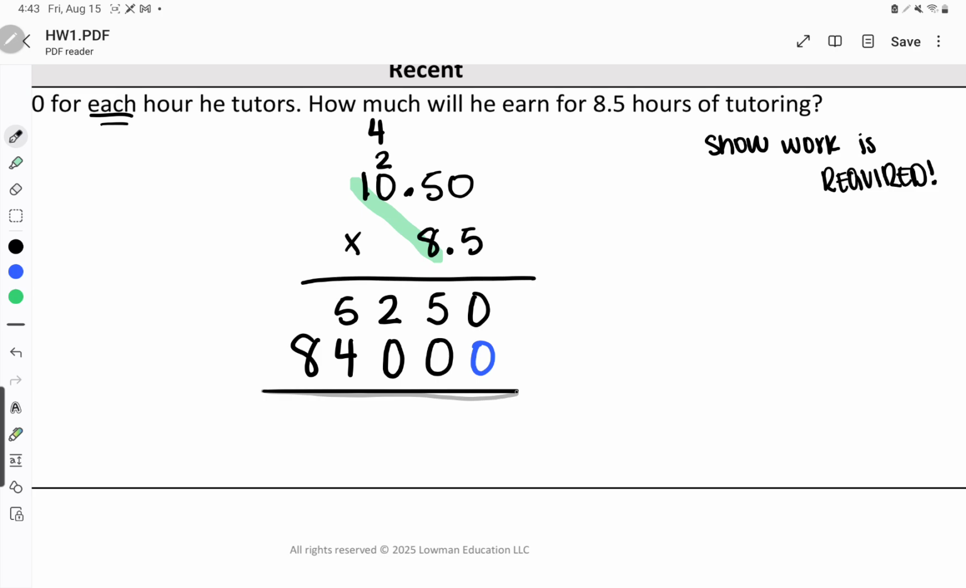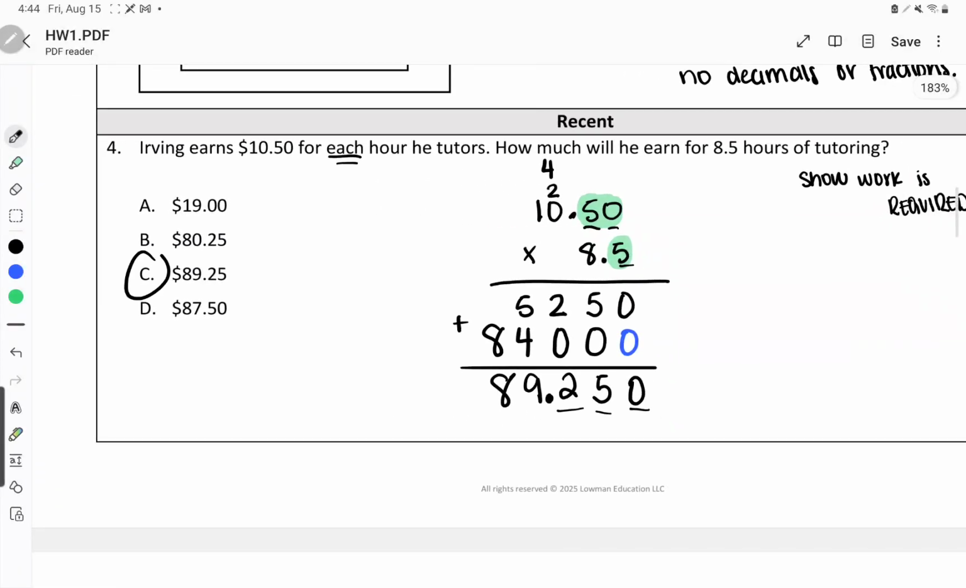Now that I'm done with all of my numbers, I'm going to add them together. So 0 plus 0 is 0, 5 plus 0 is 5, 2 plus 0 is 2, 5 plus 4 is 9, and then 8 plus 0 is 8. How many decimal places would I have? I would have a total of 3 decimal places. It is because I have 1, 2, 3 numbers behind a decimal. So here I will have 1, 2, 3 numbers behind a decimal, and that will give me 89.25.